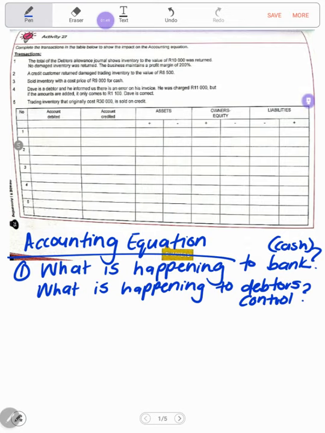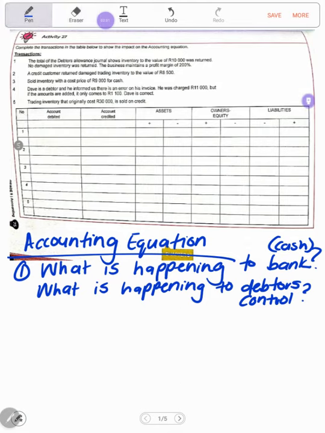Then there's a few more pointers. If you are dealing with cash, you're asking yourself what is happening to bank. If you are dealing with debtors control, you're asking yourself what is happening to debtors control. Obviously, that is a credit sale. Is it increasing or decreasing? If it's increasing, you're asking yourself, where does the money come from? If it's decreasing, where did the money go to? Please remember that.